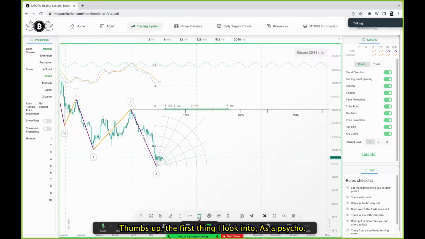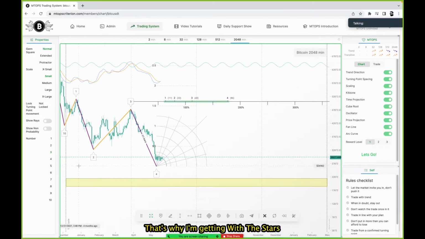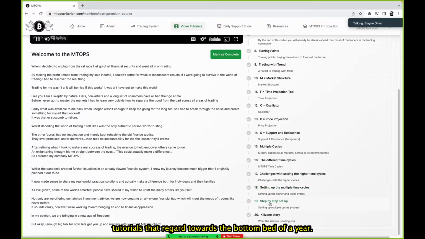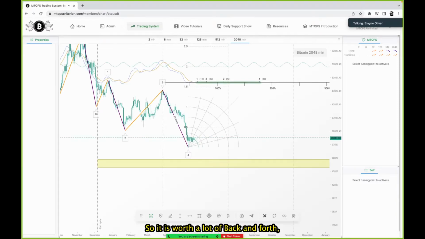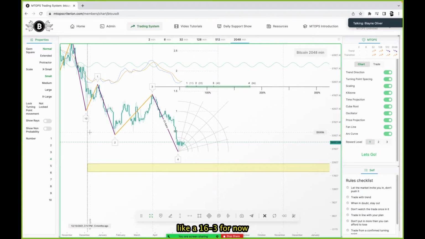From the top, the first thing I look into is the cycle. Alright, that's what we're dealing with, the start and the end. As you saw in the video tutorials, if you go towards the bottom bit over here, setting up multiple cycles on the higher frame is quite a difficult thing to do. So it is with a lot of back and forth as to where the sacred starting point for this higher cycle would be, and we took our best guess and put it over here. Okay, 1, 2, 3, 4. Now trying to build to 5.